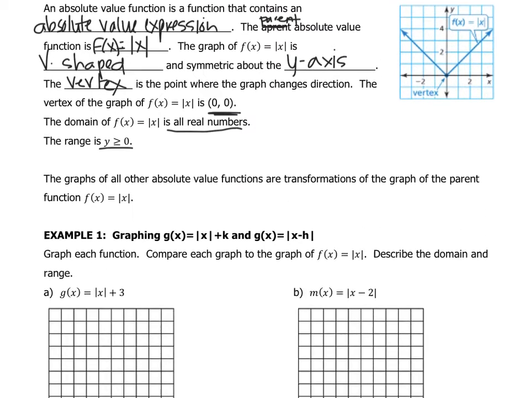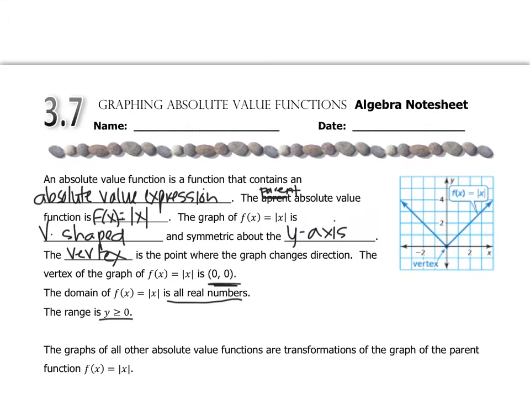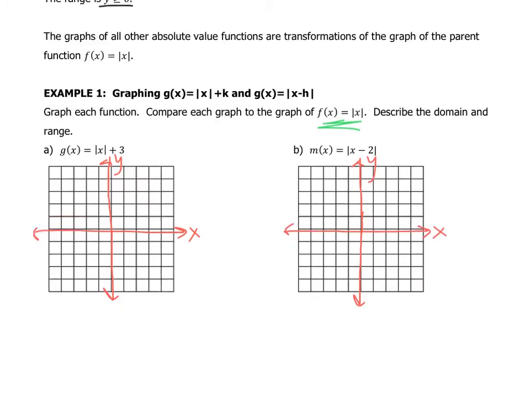So let's go down to example 1, and it tells us that we have to graph each of these functions, and we also have to compare it to the parent function, absolute value of x, and describe the domain and range. So let's pop up some xy axes. Unlike last time, I'm not going to have you draw the parent function on the grid, but we will be able to compare it using the picture that's up here.